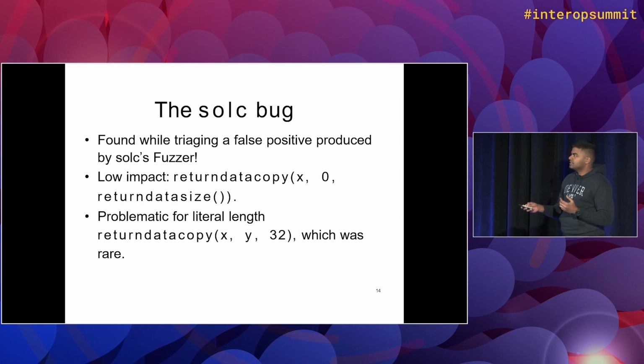So this bug would only occur if the offsets are static, which was very rare in actual code. So it was a very low impact bug, but still a very interesting bug that had something to do with the underlying design decisions made for the EVM.